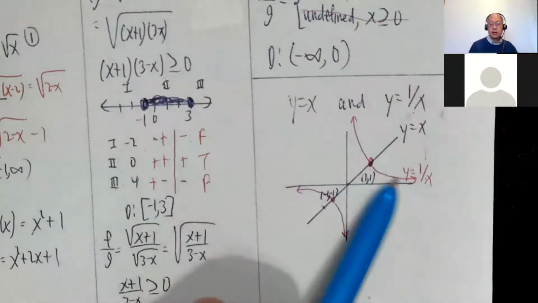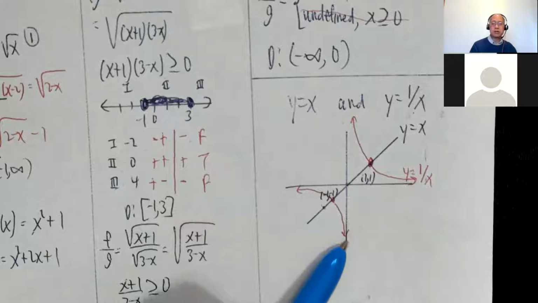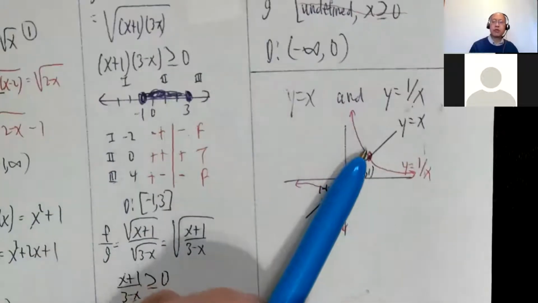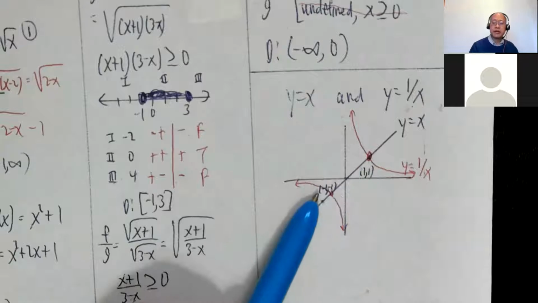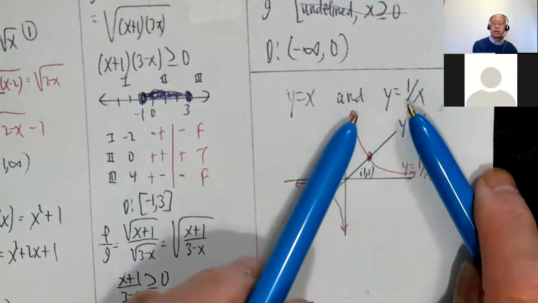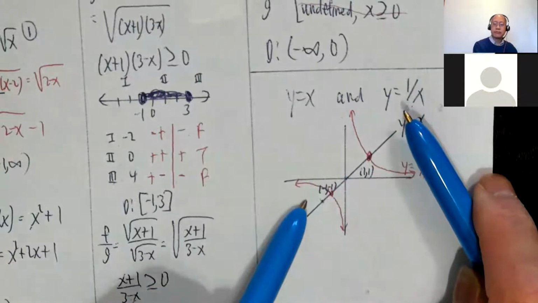So the red graph is a reciprocal function. We'll talk more about the reciprocal function next time. But the reciprocal of 1 is 1. The reciprocal of -1 is -1. And by the way, they keep the same sign. The reciprocal of a positive is positive. The reciprocal of a negative is negative.